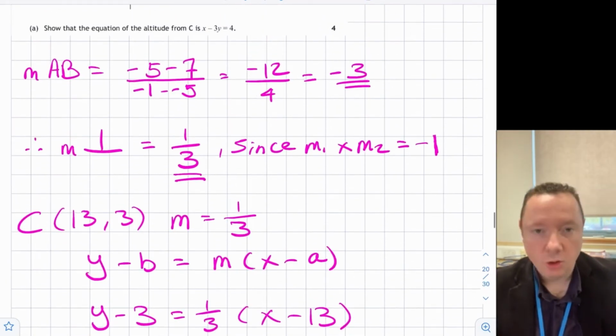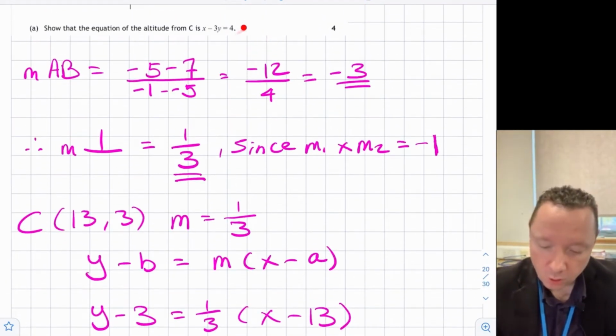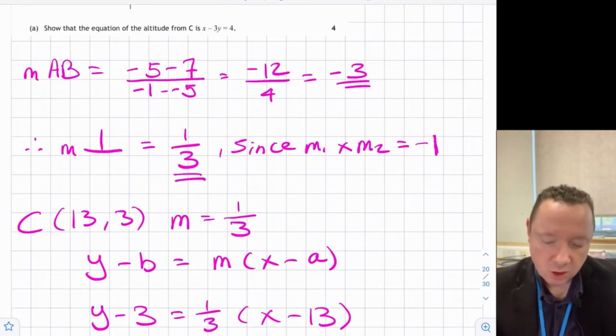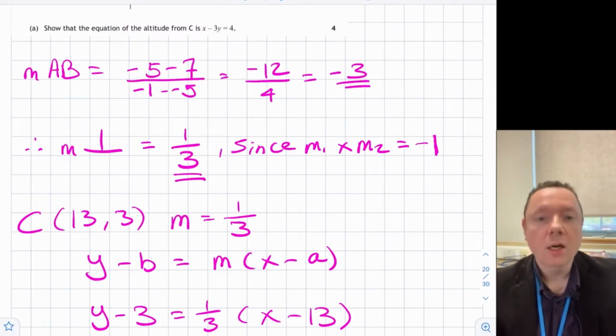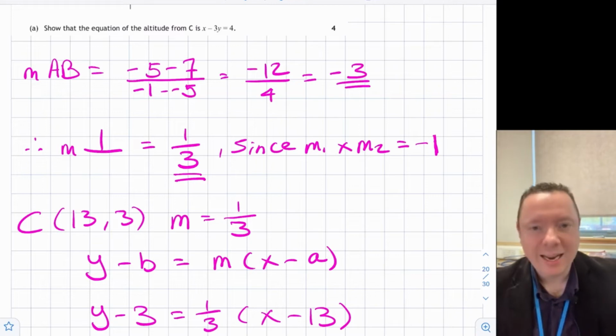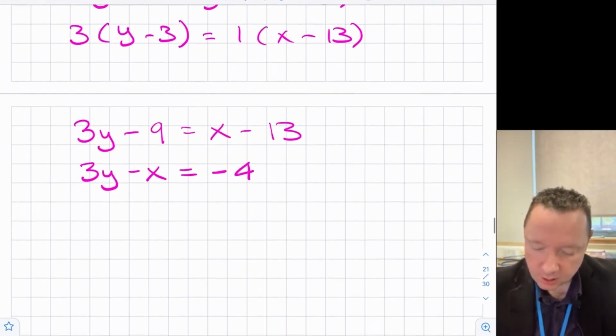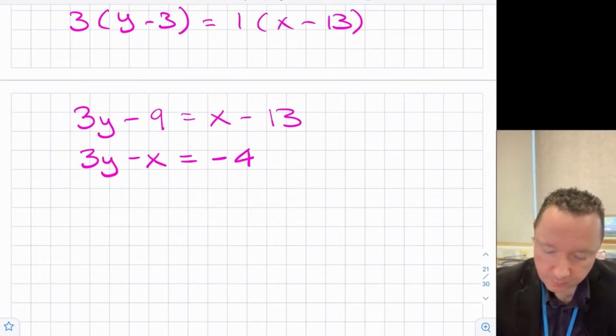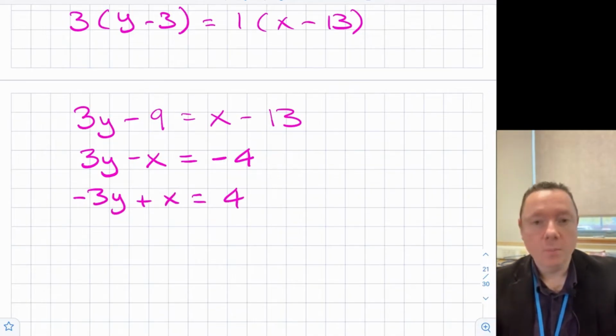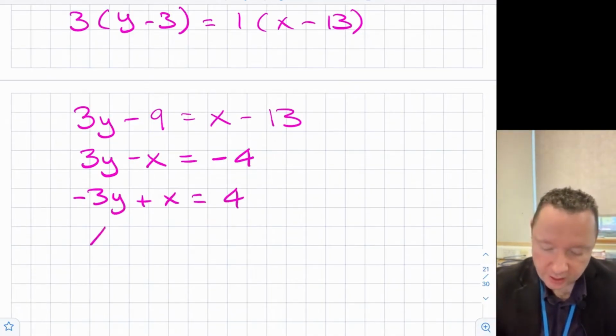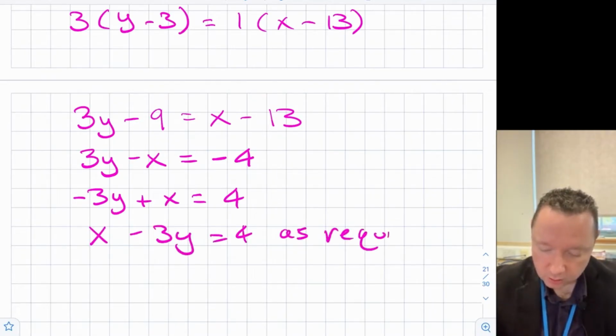Now that is close to what they've got, but they've got positive 4. You might be thinking you've made a mistake here. No, it's just that they've moved everything over to opposite sides, and I always have to times everything by minus 1. As long as you've got your x, your 3, and your 4, you've probably done it correctly. So let's just tidy that up to make it 4. Last step, that's going to be minus 3y plus x equals 4. Just moving everything over to the opposite sides, to make it look the way they did, x minus 3y equals 4 as required.